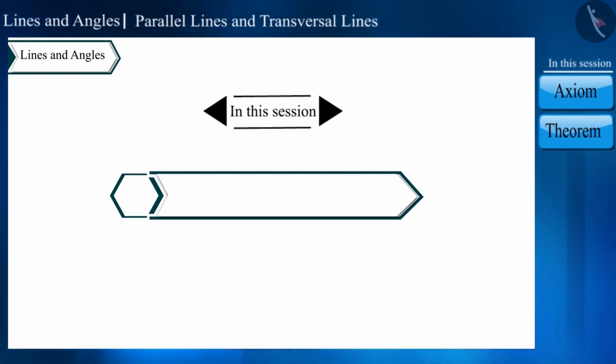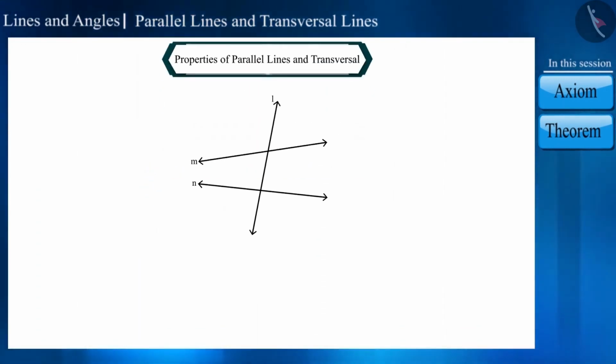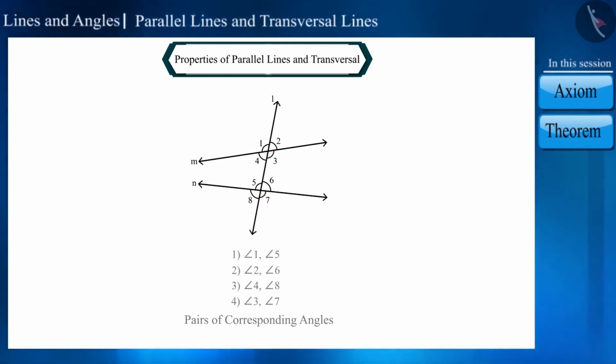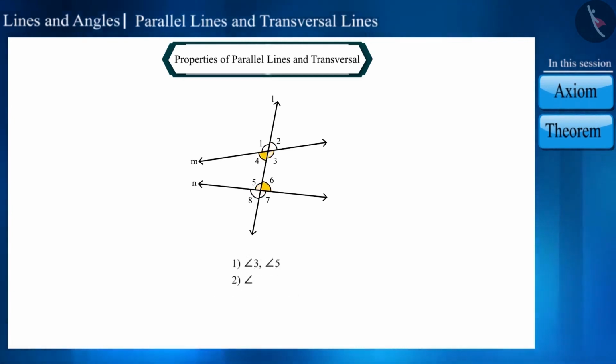Today we will discuss the properties of parallel lines and transversal. We know that when two lines are intersected by a transversal, then different types of pairs of angles are formed. For example, these are pairs of corresponding angles. And these are pairs of alternate angles. In this, we call these alternate exterior angles, and these are called alternate interior angles.